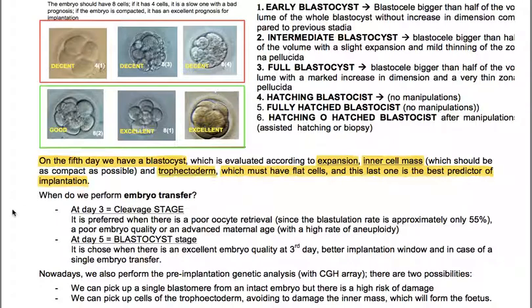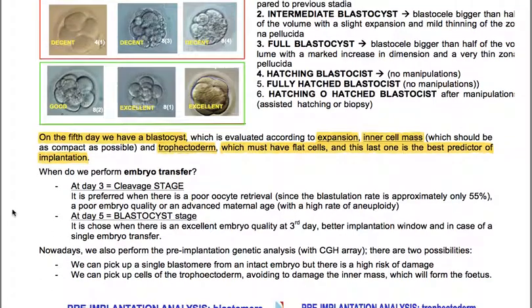When do we perform embryo transfer? Well, at day 3, cleavage stage. It's preferred when there is poor oocyte retrieval, since the blastulation rate is approximately only 55%, a poor embryo quality, or an advanced maternal age. At day 5, that is the blastocyst stage, it's chosen when there is an excellent embryo quality at the third day, a better implantation window, and in case of a single embryo transfer.